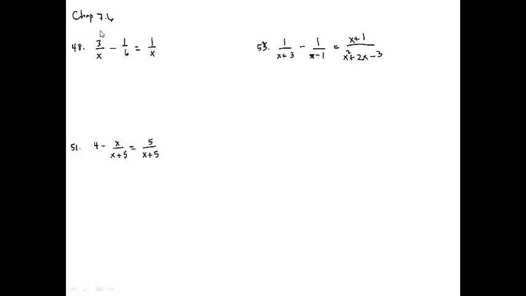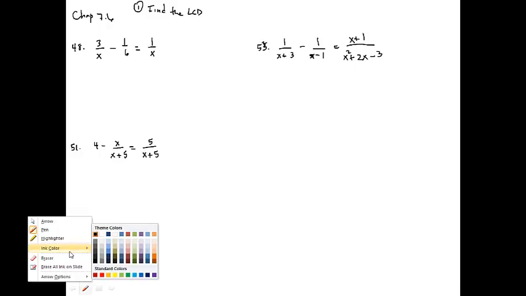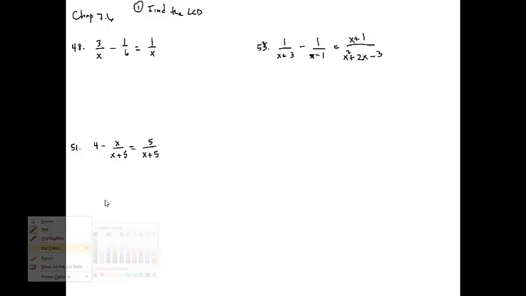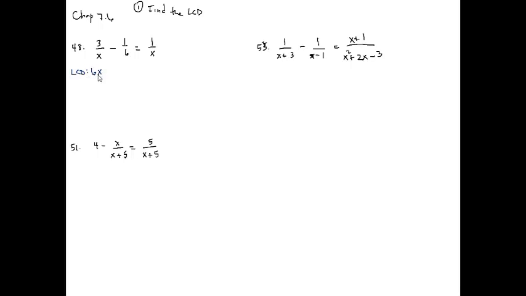All right, so the first thing you're always going to do is you want your denominators to be exactly the same. So you need to have a common denominator. So find the LCD. So the first one, we have denominators x, 6, and x, which means your LCD is equal to 6x.